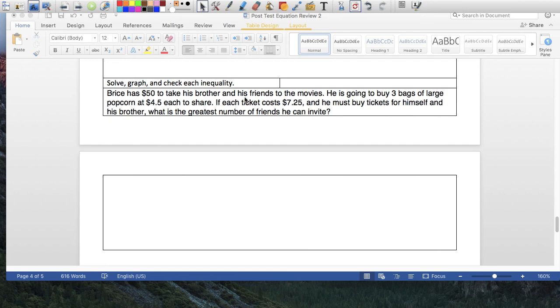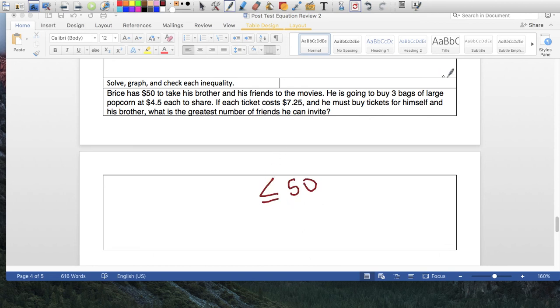Last one, I think. So we got: Boris has $50 to take his brother and his friends to the movie. He's going to buy 3 bags of large popcorn at $4.50 each to share. Each ticket costs $7.25. And he must buy tickets for himself and his brother. What is the greatest number of his friends he can invite? Jeez. So it's an inequality. Whatever he spends has to be less than or equal to 50.